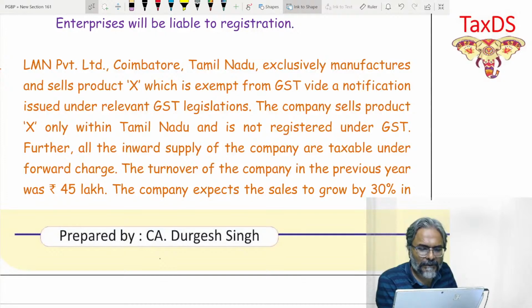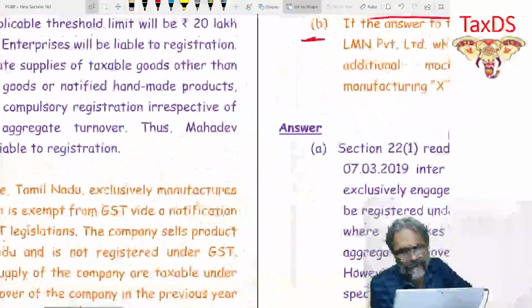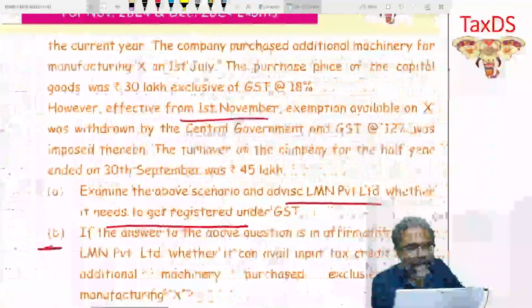The turnover of the company in the previous year was rupees 45 lakh. The company expects the sales to grow by 30% in the current year. Students, what was the turnover of the company in the previous year? Rupees 45 lakhs.